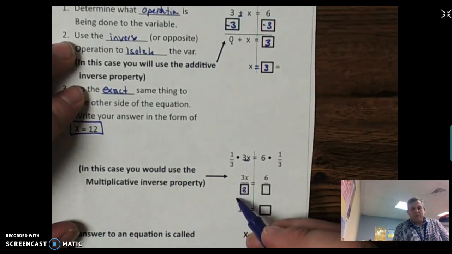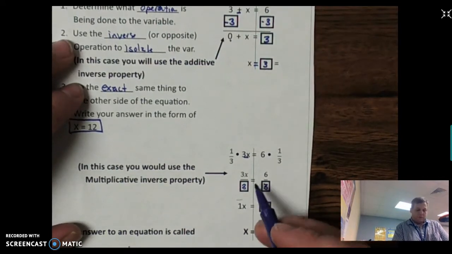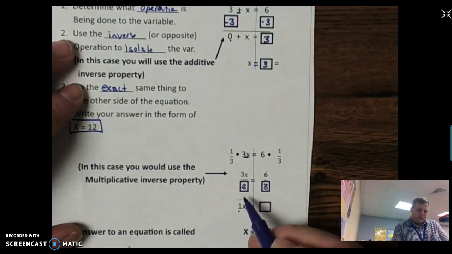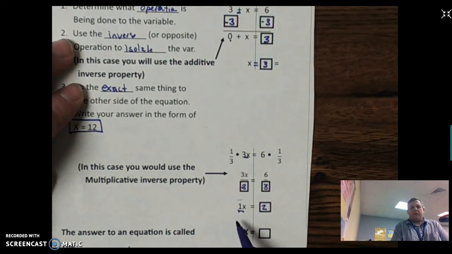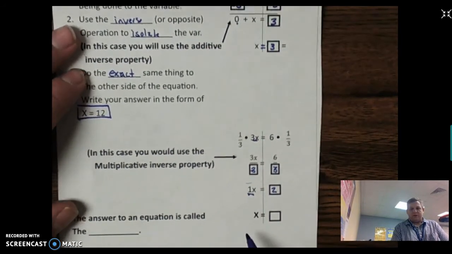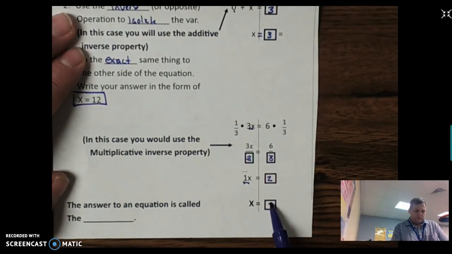And since we've now unbalanced our equation, we're going to do the same thing over here. 3 divided by 3 is 1, so we have 1 times x. 6 divided by 3 is 2. We know that 1 times anything is itself, so 1 times x equals x, which means x equals 2.